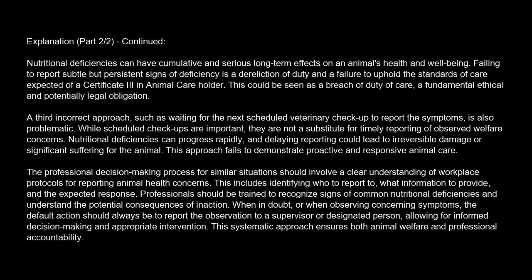The professional decision-making process for similar situations should involve a clear understanding of workplace protocols for reporting animal health concerns. This includes identifying who to report to, what information to provide, and the expected response. Professionals should be trained to recognize signs of common nutritional deficiencies and understand the potential consequences of inaction. When in doubt, or when observing concerning symptoms, the default action should always be to report the observation to a supervisor or designated person, allowing for informed decision-making and appropriate intervention. This systematic approach ensures both animal welfare and professional accountability.